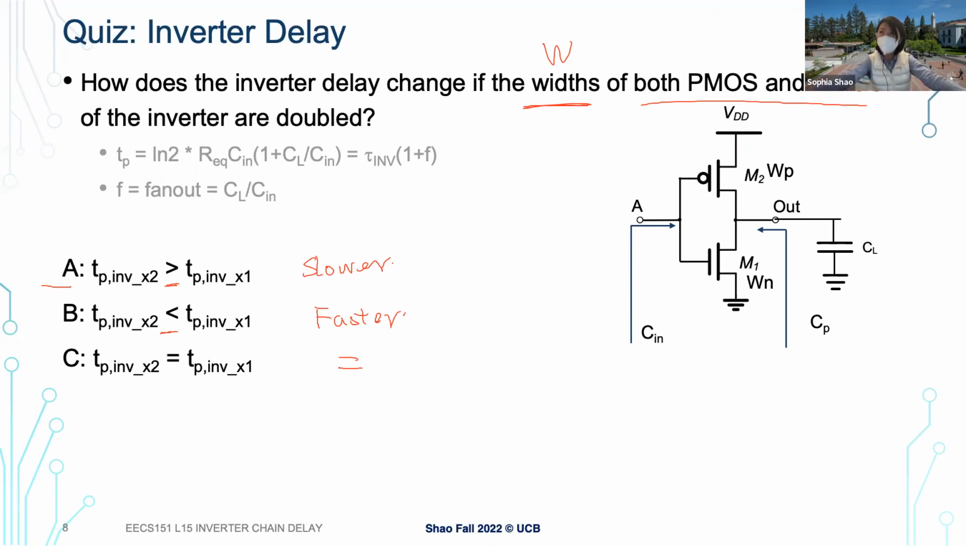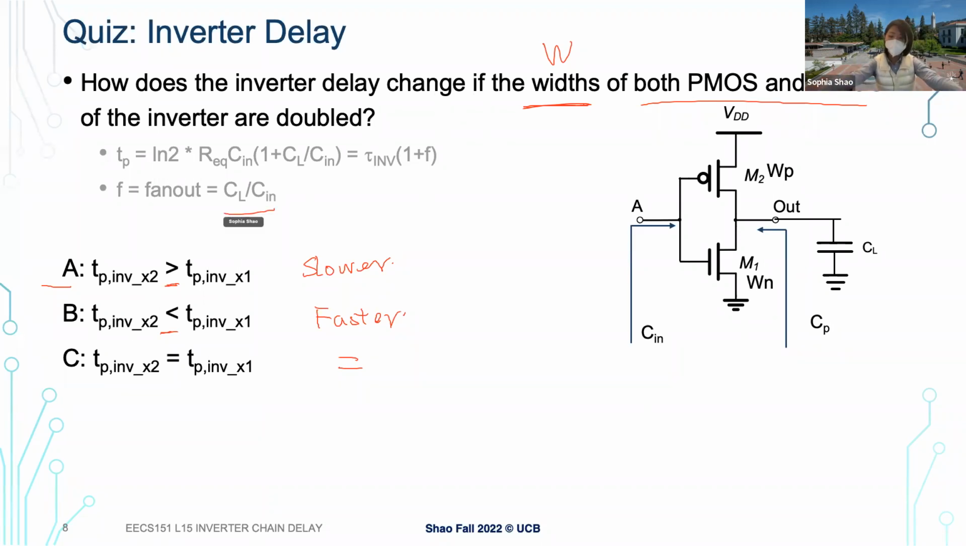It would be faster. Why? Because if we consider the widths to be double, then the input capacitance of both the PMOS and NMOS will also be double. Given that the load capacitance is not changing, CL over Cin would be half of the original, so the total delay would be half of the original. Right, that's a good point.